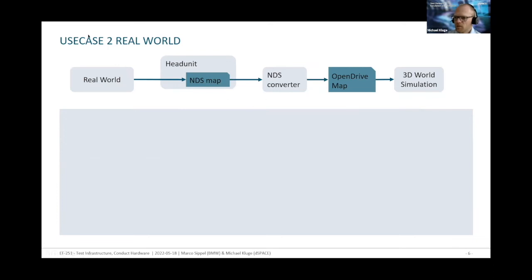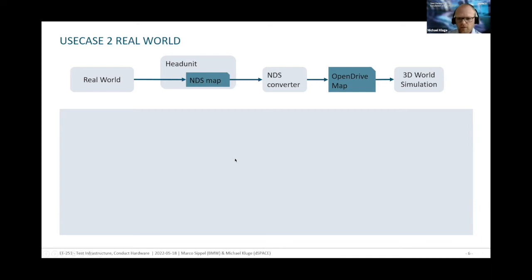And going to the second use case, the real world use case. The real world itself is a map you can have from your map provider. This is then provided to the head unit as an NDS map. And if we want to bring this into the simulation, we again need the NDS converter, which creates an OpenDrive representation of the NDS map, which then can be moved to the 3D world representation for sensor simulation and so on.